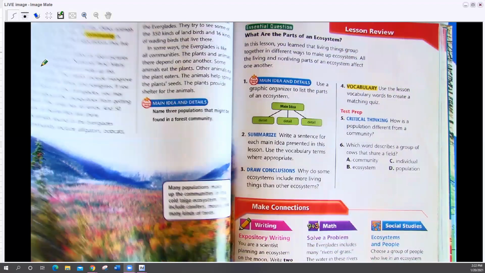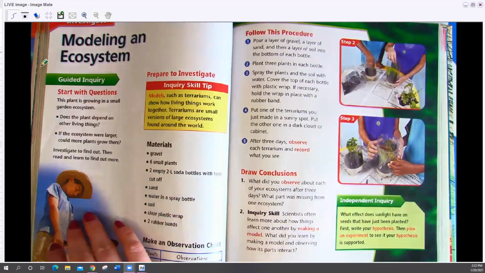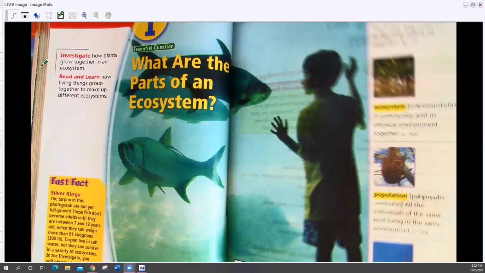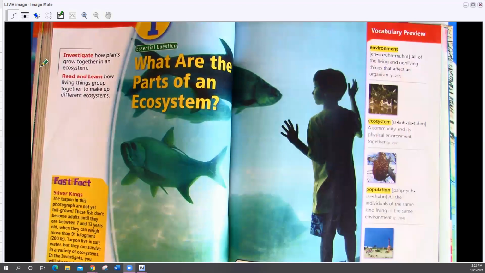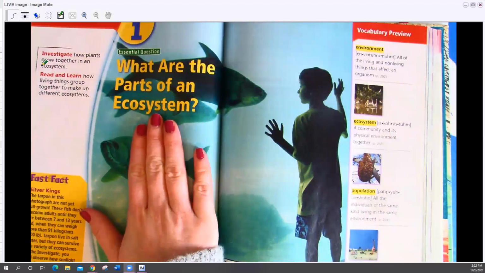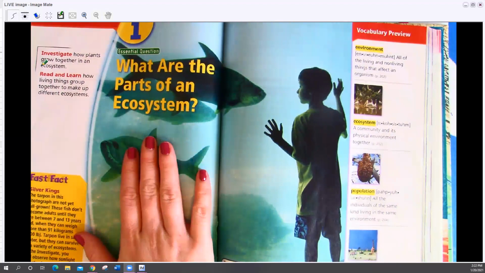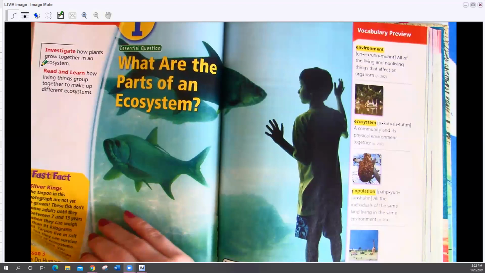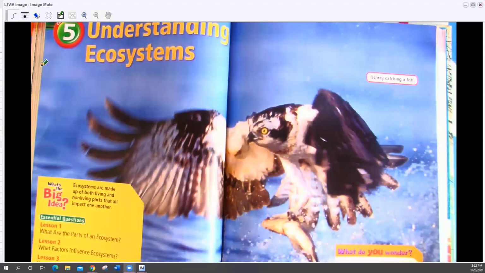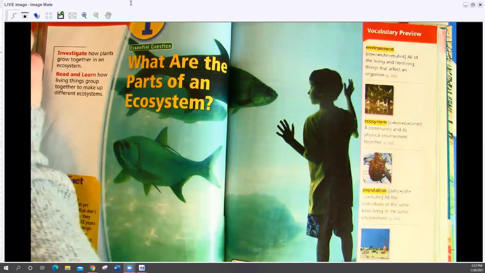So for right now, you're going to work on your assignment to talk about your vocabulary questions. You're going to answer the question, you're going to make an educated guess about what you think the parts of an ecosystem are. Okay. And we're just going to recap a little bit about the introduction to this assignment.